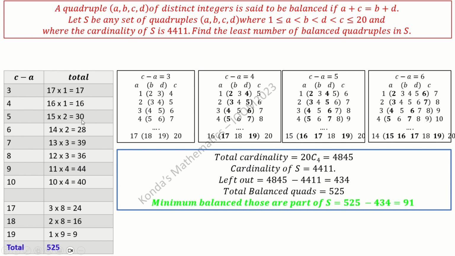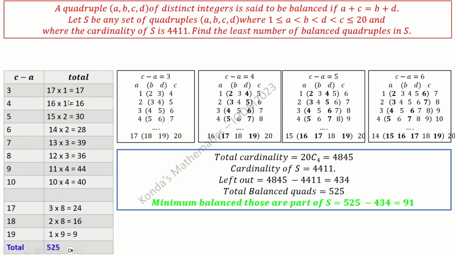So 15 into 2. If you see carefully, every time your 17 is reducing. You check for 6 also. If C minus A equal to 6, what you have is 1 and 7, and 2, 3, 4, 5, 6. In this one also 7 plus 1 is 8. So the only options you have are 2 and 6, 5 plus 3. 4 you have to leave out. There is no option. So 14 are the total possibilities. 14 into 2, which is 28. So the pattern is basically the 17 is reducing by 1 every time.